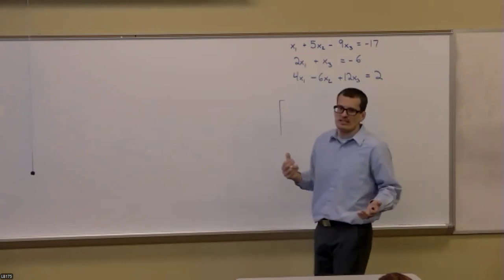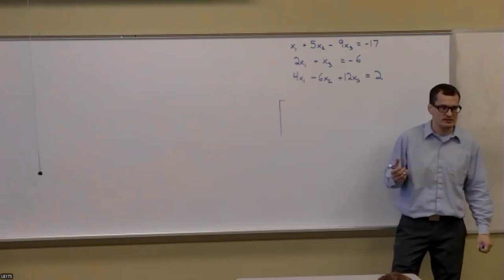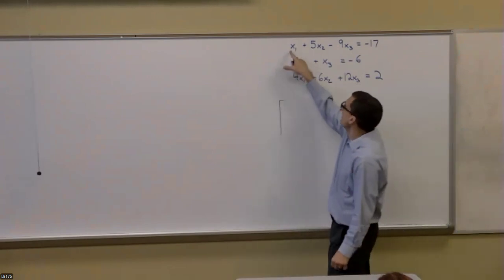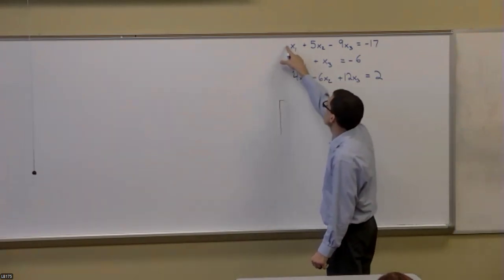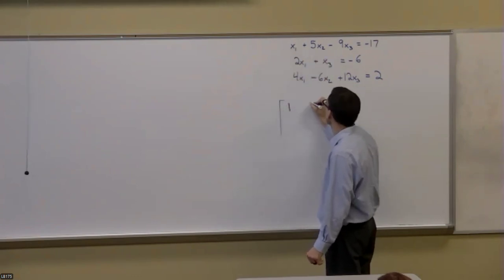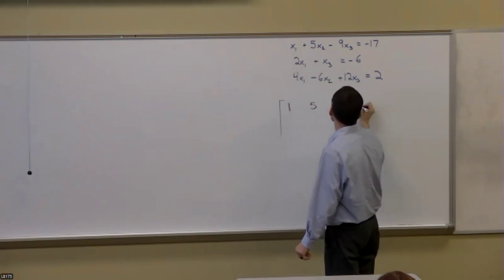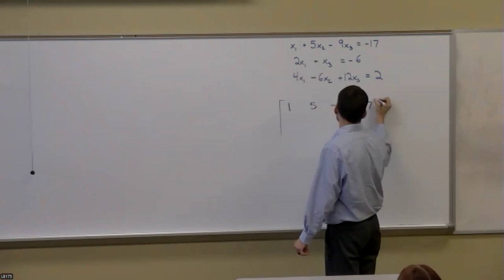Everything is essentially lined up. There's only one thing I need to worry about here, a little wrinkle. So the coefficient of x1 is a 1. The coefficient of x2 is a 5. The coefficient of x3 is a -9. The constant is a -17 in the first row.